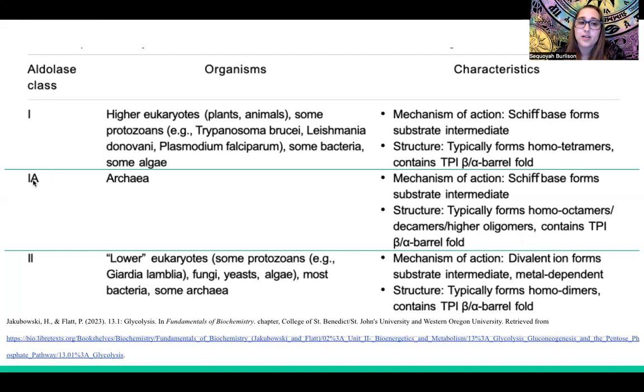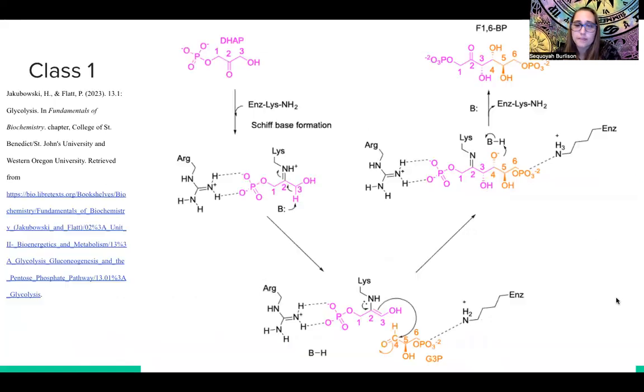But now class 1A only occurs in archaea, but that's because it's larger: octamers, decamers, and oligomers, so 8, 10, and more. While class 2 of aldolase are usually found in other eukaryotes and smaller organisms. It has a much simpler mechanism of action, which all these mechanisms will be demonstrated in a moment. Plus, these are homodimers, so it's just 2 mirror images of each other.